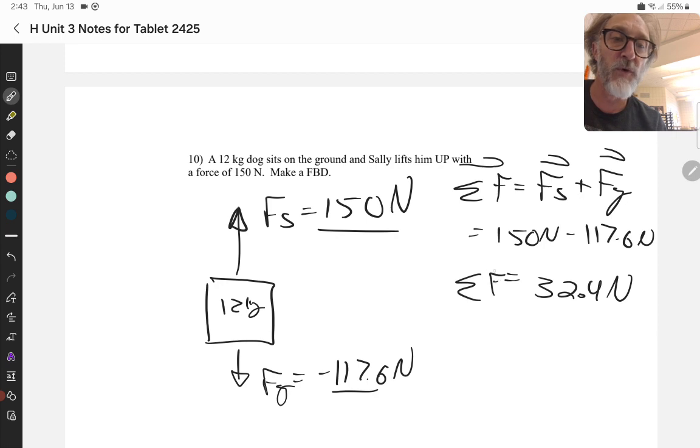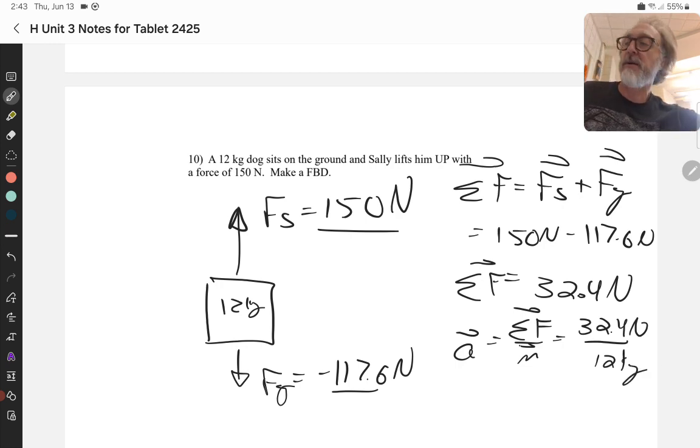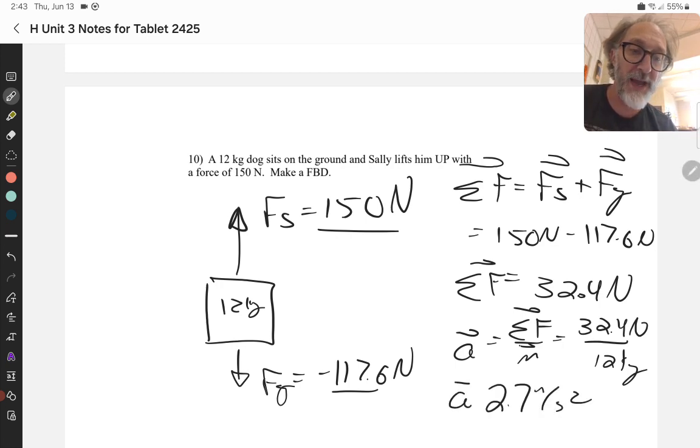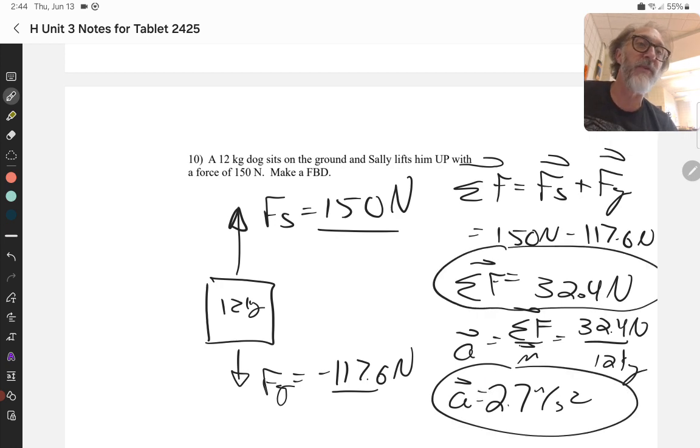So there's our net force, which means I can find my acceleration by doing net force over mass. So I'm going to take 32.4 newtons and divide it by 12 kilograms. I'm going to use this calculator, 32.4 divided by 12 gives us 2.7 meters per second squared. So this time the dog is actually moving upwards because Sally's force was enough to lift him.